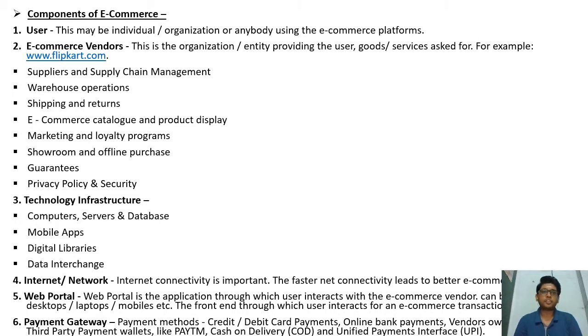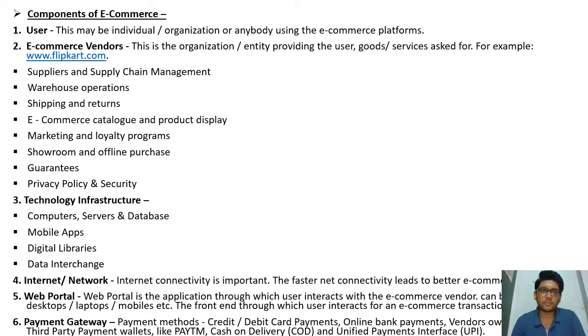There are 6 components to e-commerce. The first one is the user. Who is a user? A user may be an individual or an organization or anybody using the e-commerce platform. Next, e-commerce vendors. Who is an e-commerce vendor? An organization or entity providing the user the goods or services asked for. I am a user. I want to purchase a shirt. So I go to an e-commerce vendor, for example Flipkart.com. Flipkart.com is an example of an e-commerce vendor.